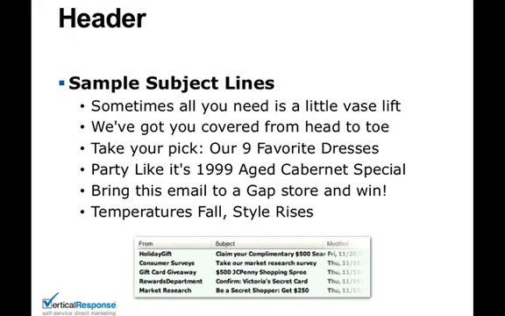This is nice because it's saying exactly what's going to be in here. 9 popular dresses. That tells you why you want to look at the dresses and that you can actually access all 9 and take your pick of them. Party like it's 1999, aged Cabernet special. That's a very good wine subject line. Bring this email to a Gap store and win. Here's exactly why you should open this email up and take action with it. Open it, print it, bring it in. You need to open this up to take advantage of what you're going to get from Gap.